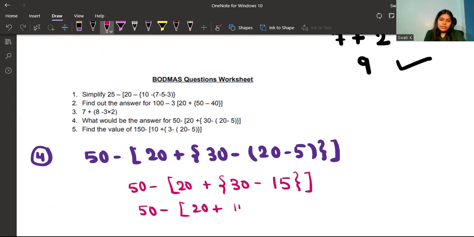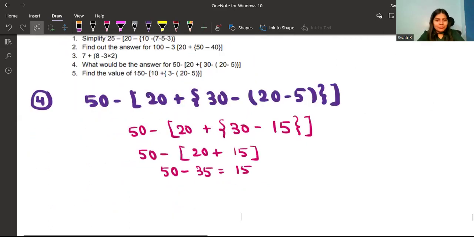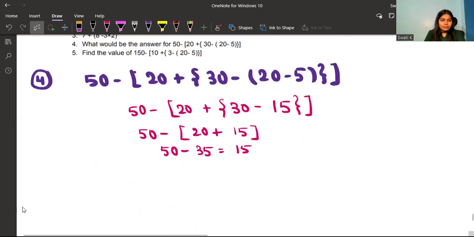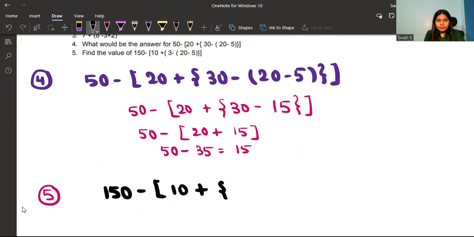So we are getting this. And now this will become 50 minus 20 plus 15, which is clearly 35. So what is 50 minus 35? It's 15. See, we are already done with 4 questions. Now we are on the 5th question. Let me write it down here only because the question is visible to me. So 150 minus in bracket 10 plus curly bracket 3 minus 20 minus 5.